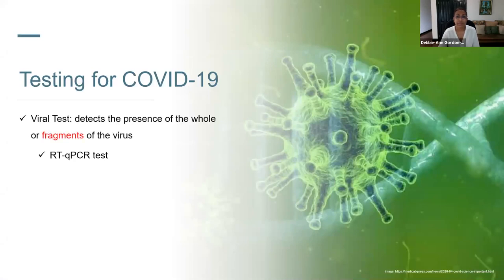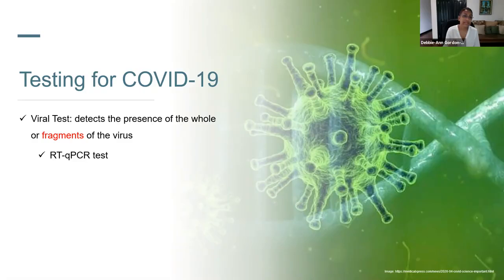So there are three main tests used to detect COVID-19. The first one that I'm mentioning here is one that I think everyone is familiar with, even if you don't know the nitty-gritty details. It's the viral test, the PCR or RT-qPCR test that is used very often. This viral test detects the presence of whole or fragments of the virus, and this test is carried out on nasal, throat, or saliva samples, so swabs that are taken of these, as well as water and other environmental samples.